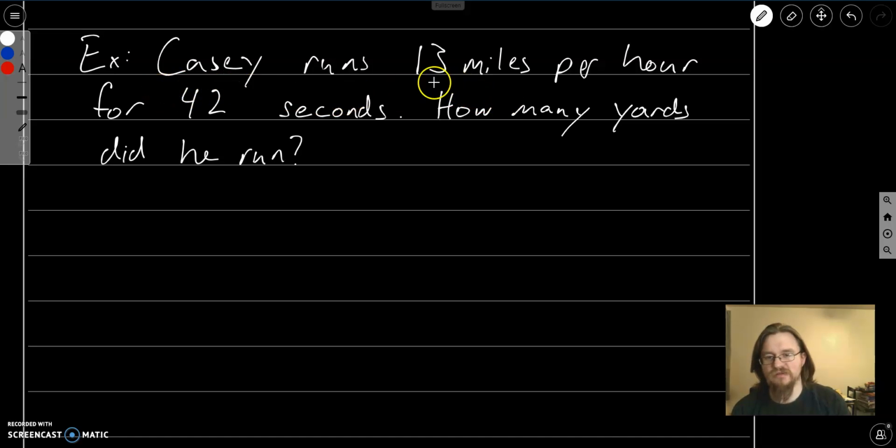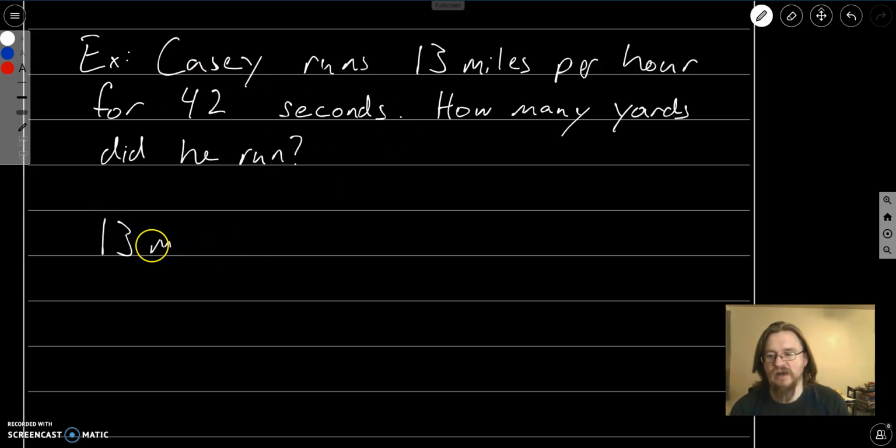So Casey runs 13 miles per hour for 42 seconds. So how many yards did he run? In this we're told that we're going to be running 13 miles per hour, and it tells us how long we're going to be running for. So let's write this down.